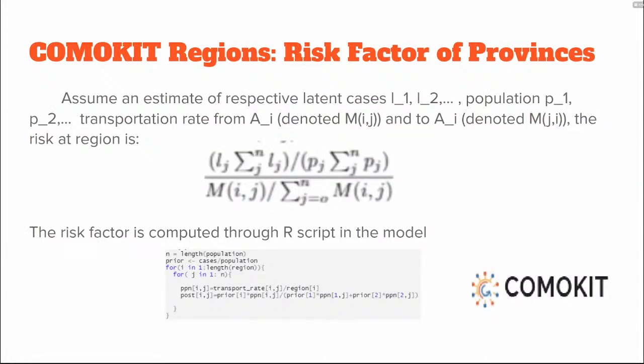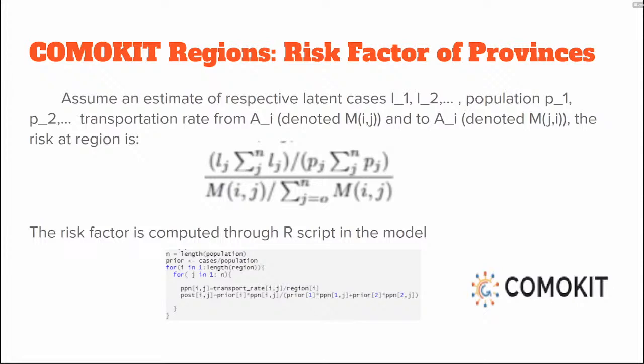And assuming that you have a good estimation of these latent cases, the transportation rate between these regions and the risk at the relative region can be simply computed by the Bayes formula. And from this, you can come up with a risk factor. Intuitively, it's very simple. If you have a region, say Hanoi, you know that Hải Dương, a very close city to Hanoi, has a lot of people who were infected, and the transportation rate from Hải Dương to Hanoi is very high, then Hanoi will have a high risk rate as well.